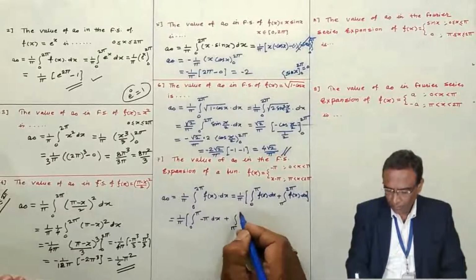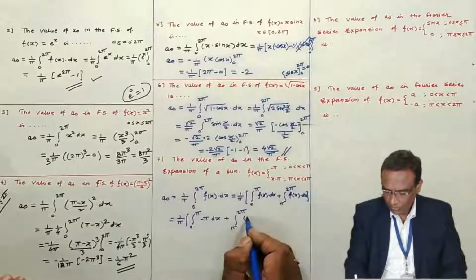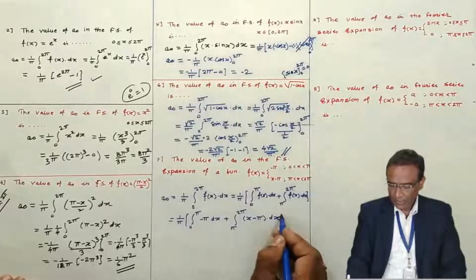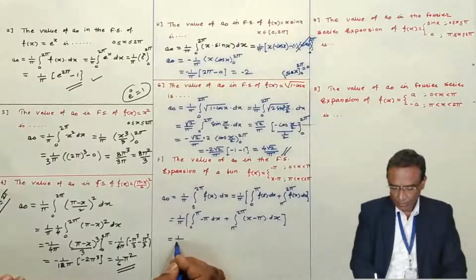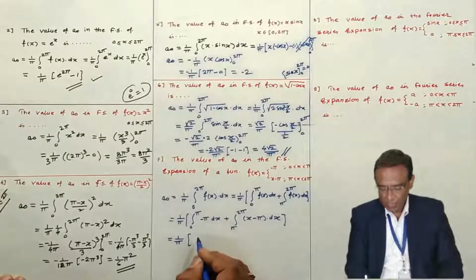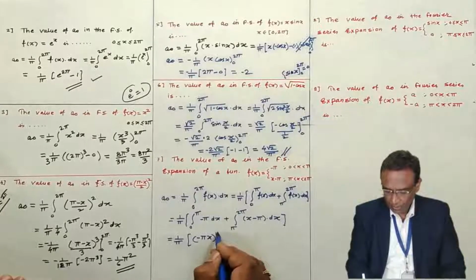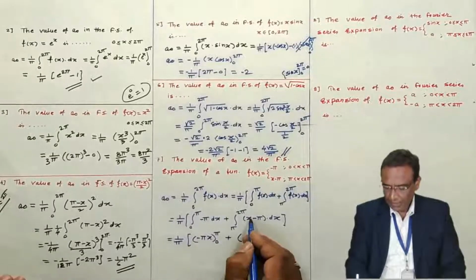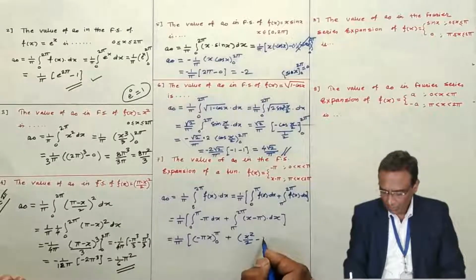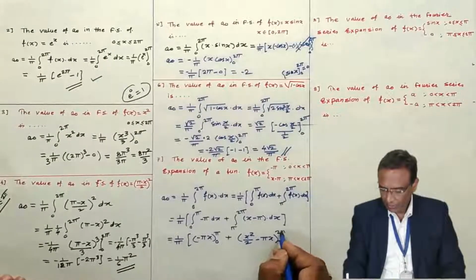For pi to 2 pi, for the next range, the value of f(x) is x minus pi, and take the integral of it. It's very simple. 1 by pi, integral of the constant minus pi is minus pi into x, lower limit 0, upper limit pi. Integral of x is x square by 2, integral of the constant pi is pi into x, lower limit pi and upper limit 2 pi.